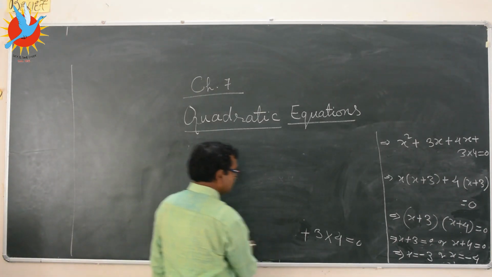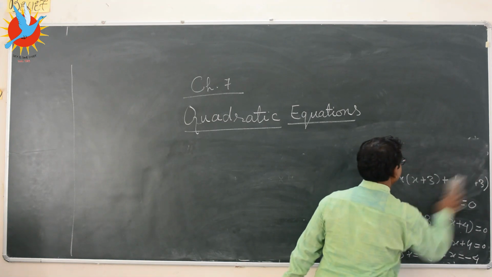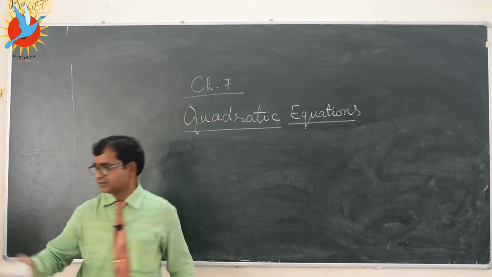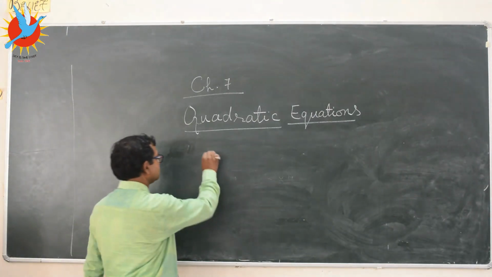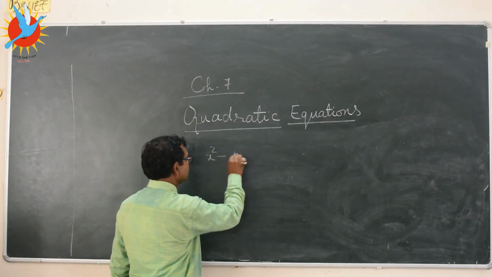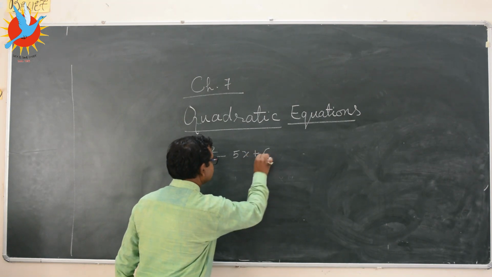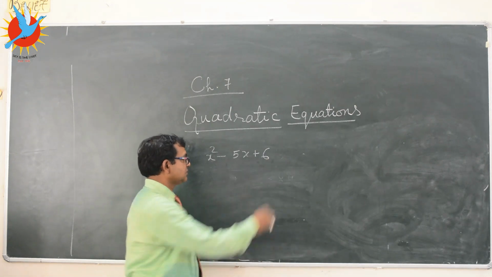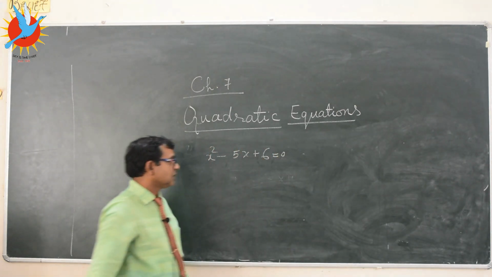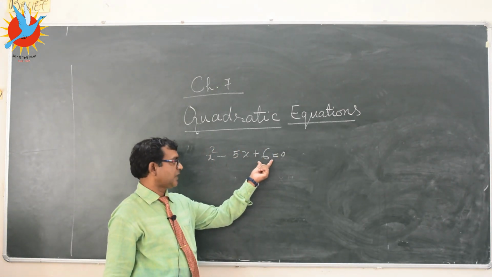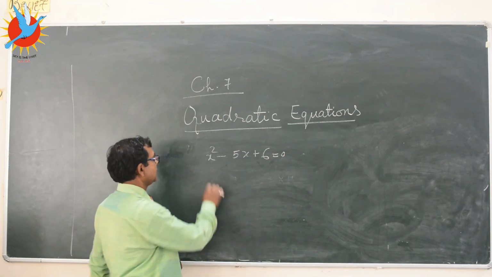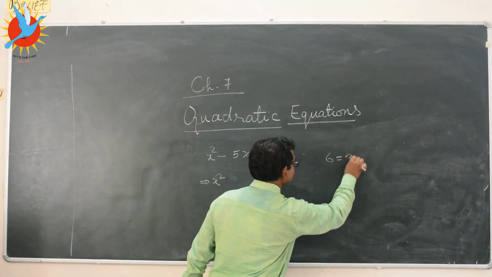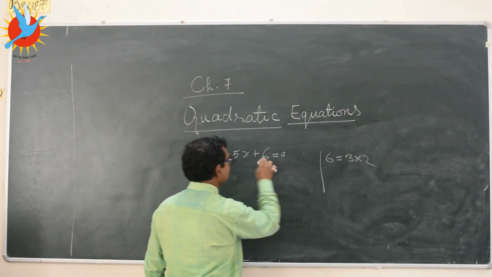Now we will learn to solve another type of quadratic equation like this. Let us take another quadratic equation, x square minus 5x plus 6 equal to 0. Here is a minus sign. Split this 6 in such a way that the product of both factors of 6 will be equal to 6 and their sum equal to 5. Now this implies that 6 equal to 3 into 2 and 5 equal to 3 plus 2.